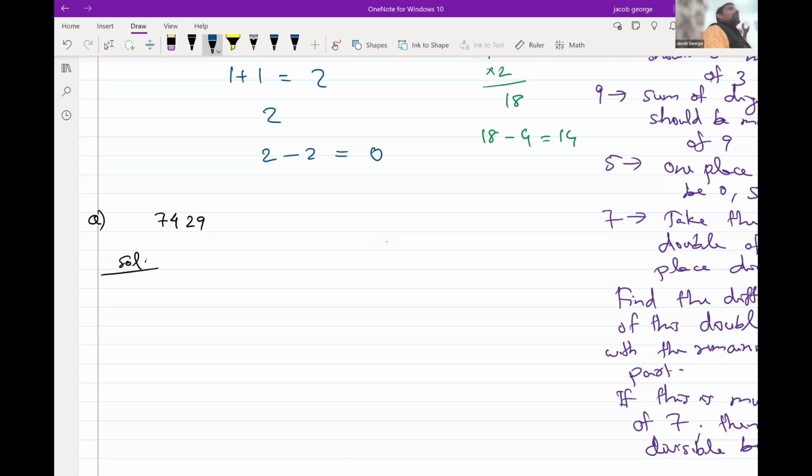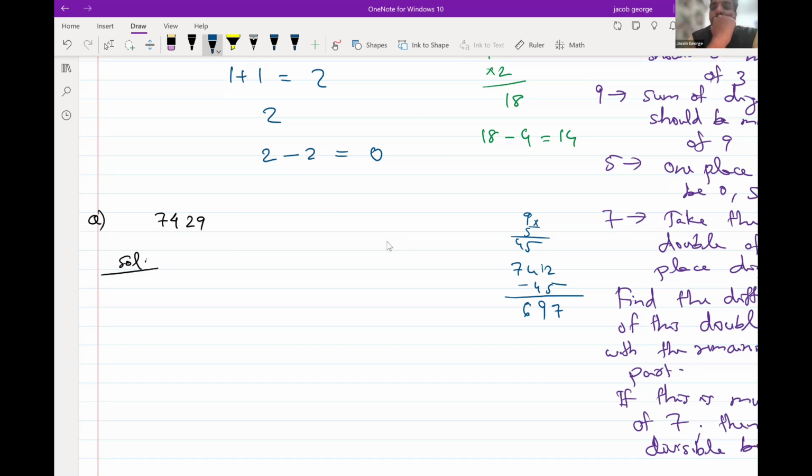Now I check 17. What to do? Take the 5 times of 9. What is 5 times of 9, children? 45. Then 742 minus 45. What is the difference? 697. 697 is divisible by 17.